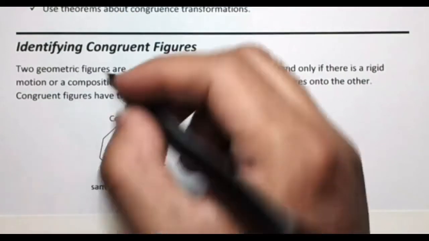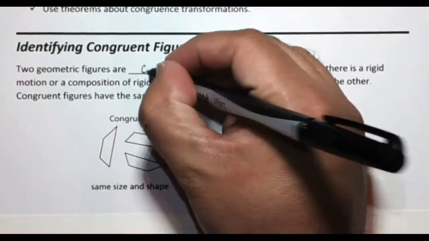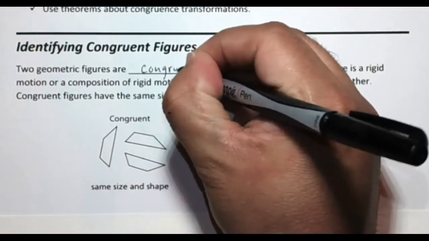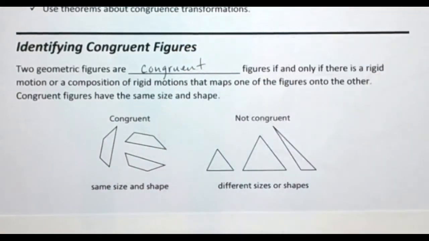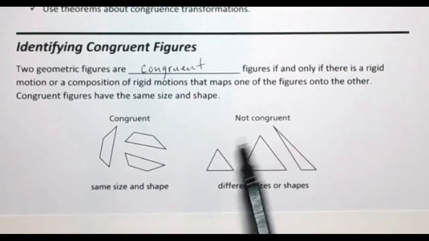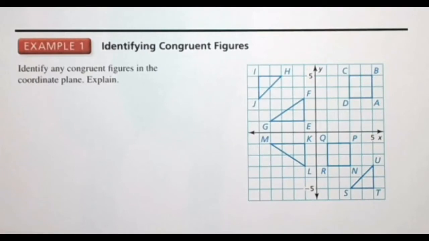All right, next we have this definition or biconditional statement. Two geometric figures are congruent figures if and only if there is a rigid motion or a composition of rigid motions that maps one of the figures onto the other. Congruent figures, if you remember, have the same size and shape. So here we've got some examples of congruent figures and non-congruent figures.